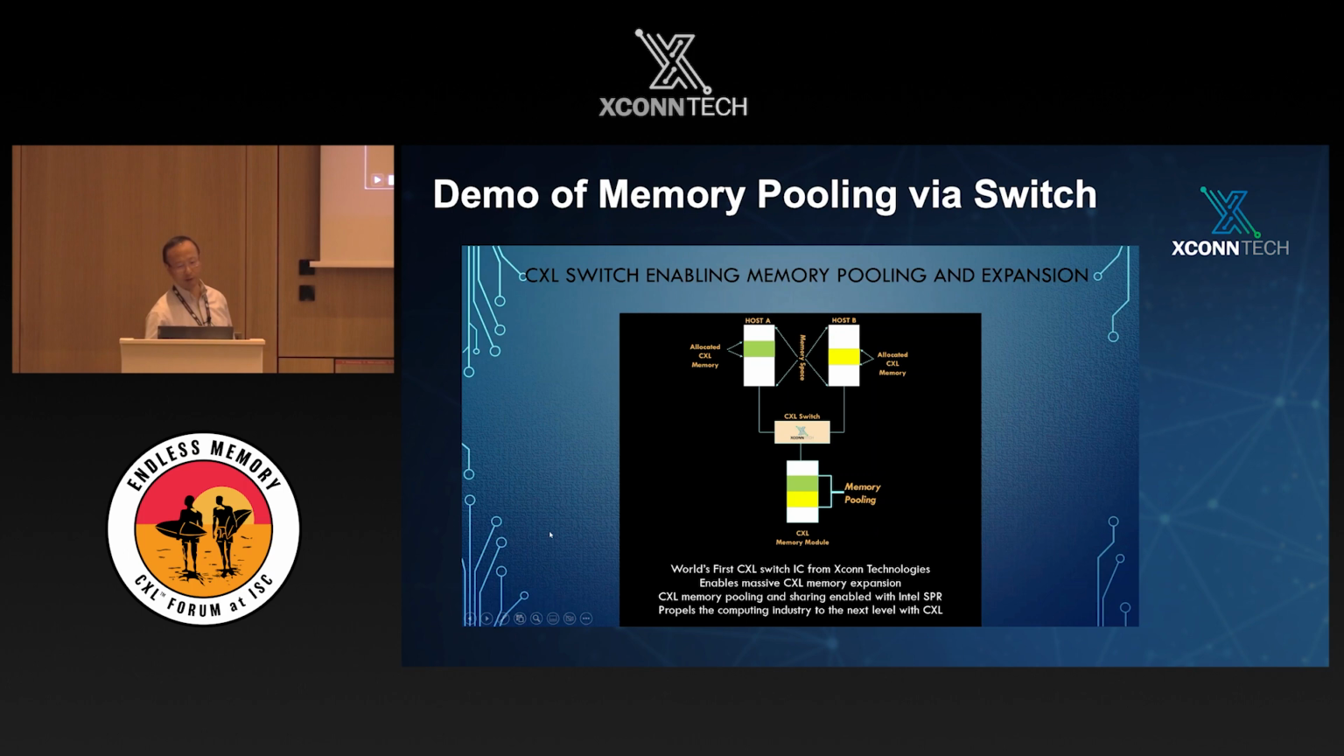Then we run some application that writes some data into the CXL module and reads from that memory location. So from the host one side, it writes this text file into this CXL memory, and then reads it out and displays it on the screen. And same thing on the host B or host 2 side. So this is a very simple demonstration of memory pooling on the one device.